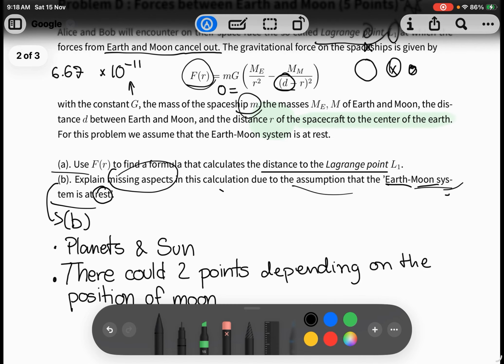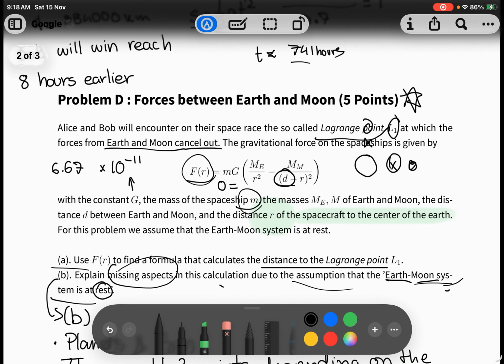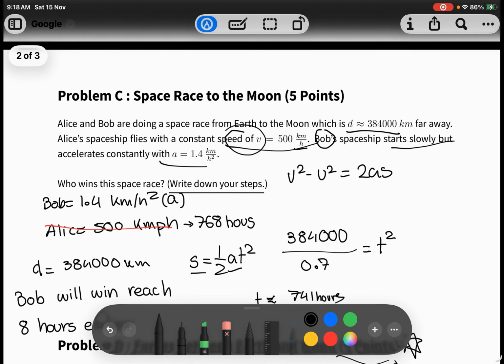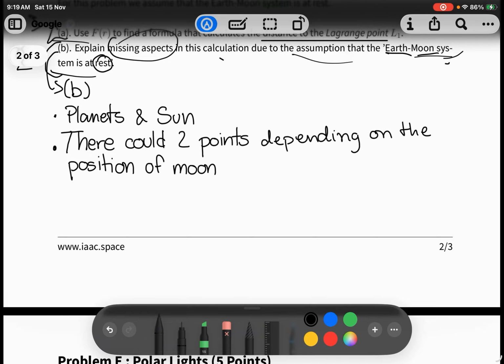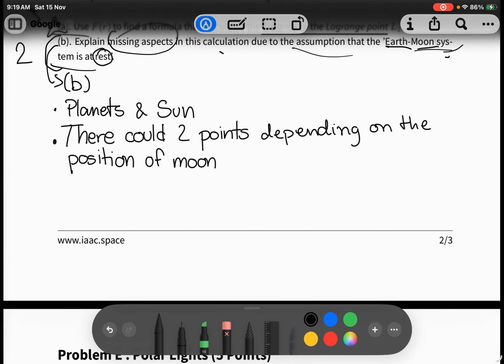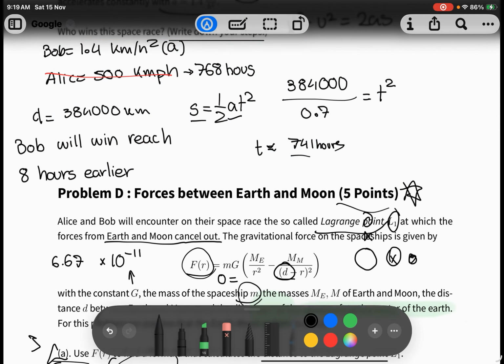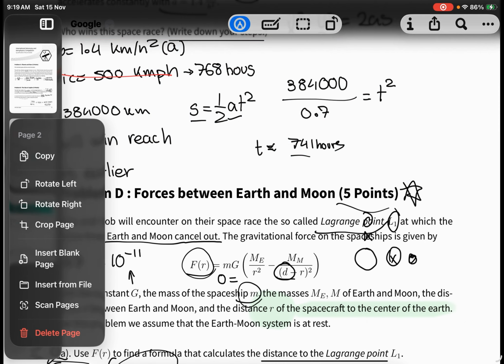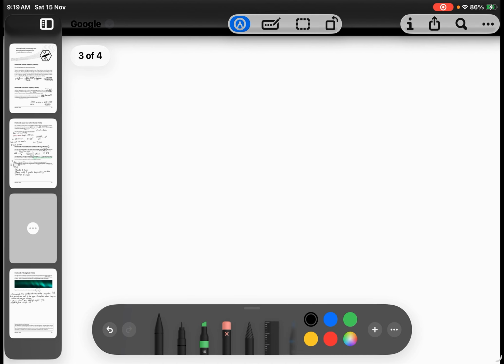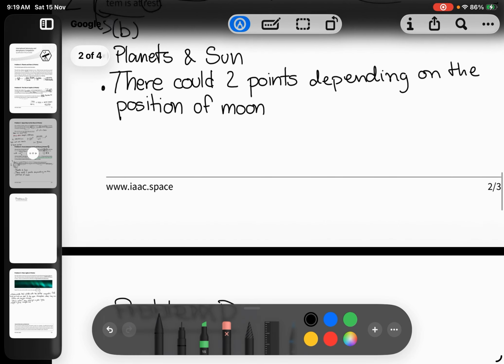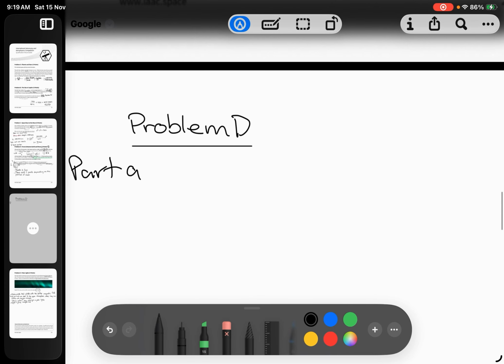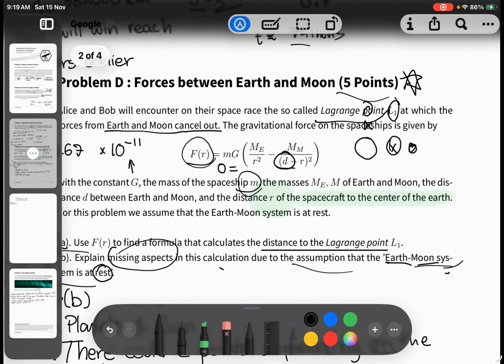Okay, so now for A, I'm pretty sure there are 5 marks. Yeah, it's 5 points. This is then 2. This is 3. Okay. Can I insert a blank page? No. Okay, I don't think I can insert a blank page. Okay, wait, I can. So, problem D, I think. Is it problem D? Yeah. Part A. Okay. So, yeah, problem D.